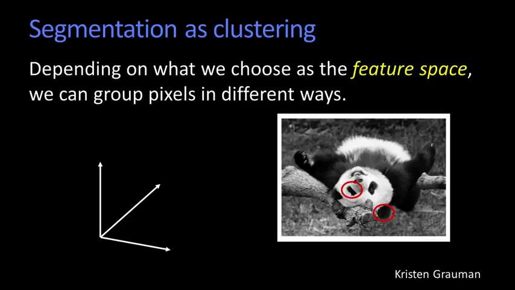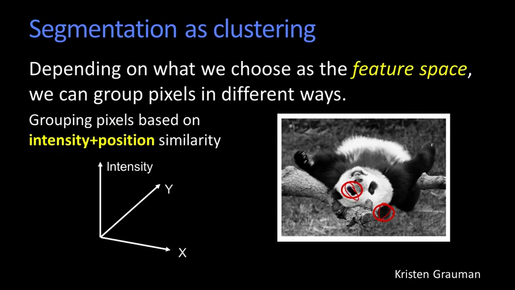So here we have this little part of the black ear and this dark part of the eye, and you might want them to be in separate clusters. Well, how would you do that? Very simple. Instead of just clustering on intensity, you would add the position as well. So now we have a three-dimensional space of intensity, X and Y, or as shown here, intensity, X and Y.